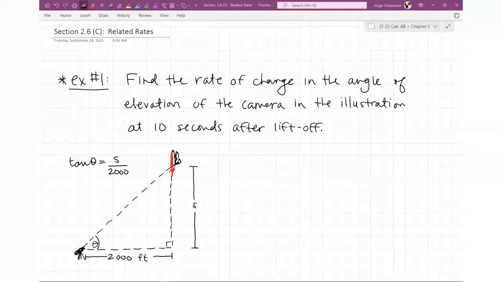And as it goes from ground level up, the camera starts to pan up, right? So that's an angle of elevation whenever the angle opens in an upward direction. If the angle opens in a downward direction, that's called the angle of depression. So we're looking for angle of elevation, okay? And they want to know what is the rate of change of that angle of elevation at 10 seconds after liftoff, okay?